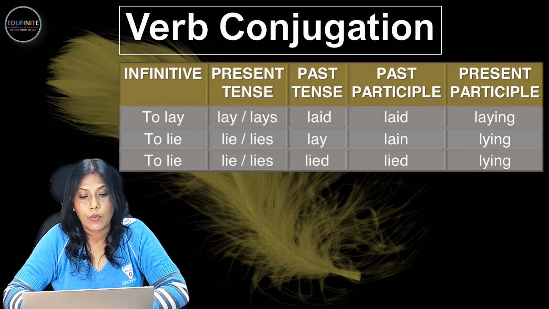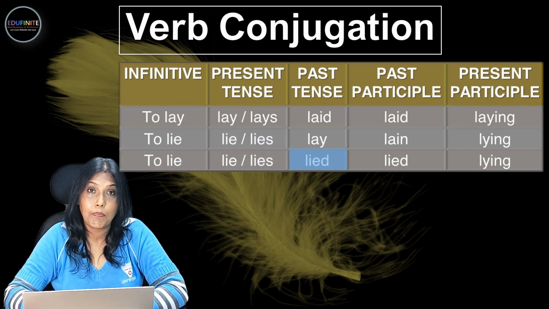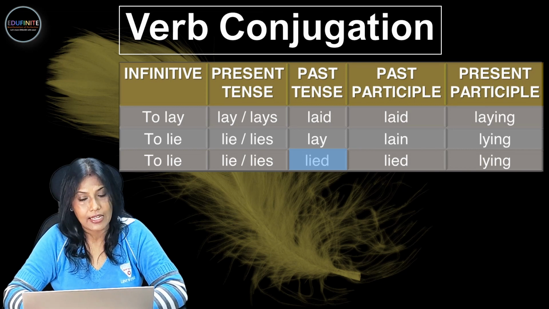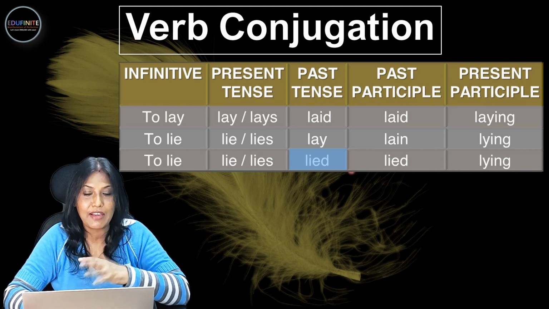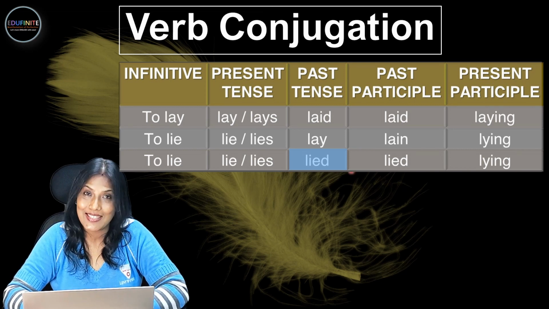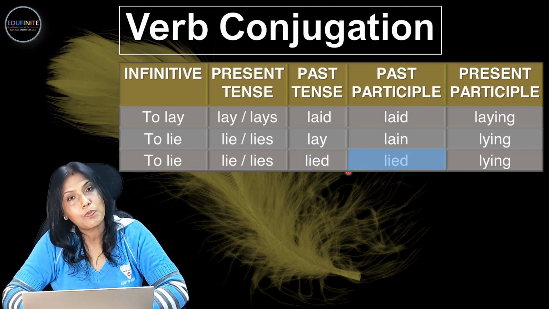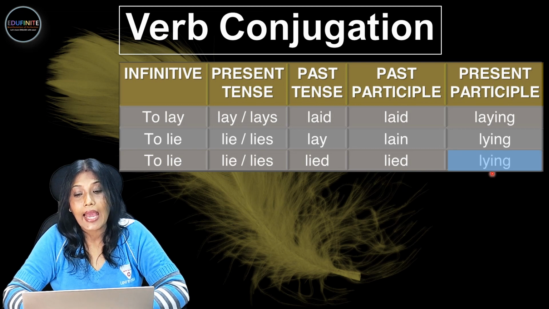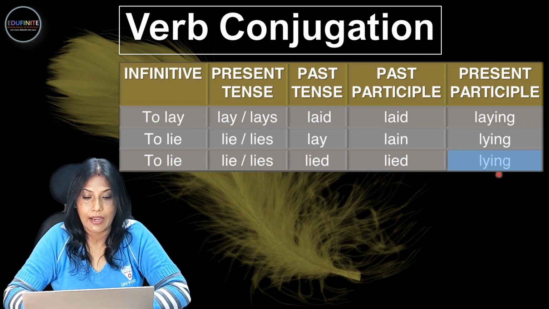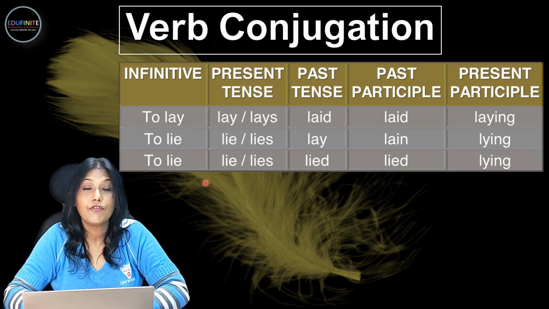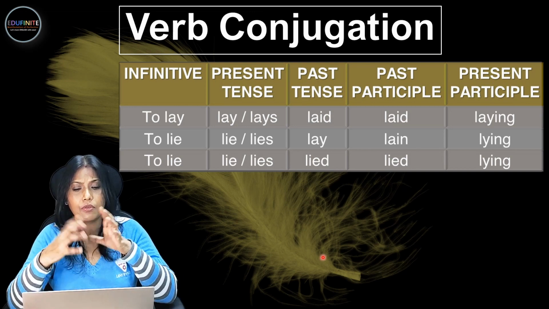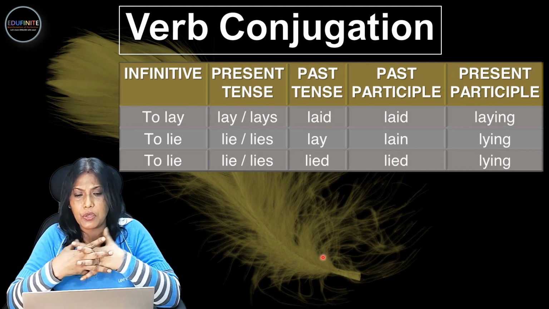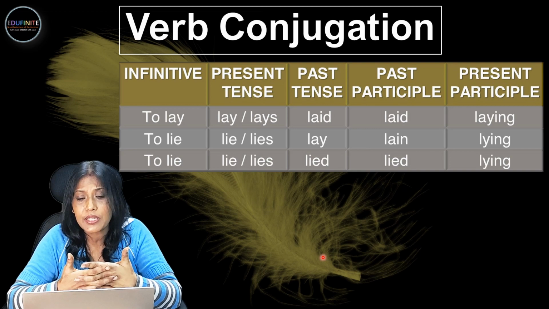Now the past tense is lied. So here, a little bit of relief, no confusion. It's lied, and the past participle is also lied. And the present participle is lying. So this is the verb conjugation. I've given it so that it becomes easy for you if you go through it 2-3 times.